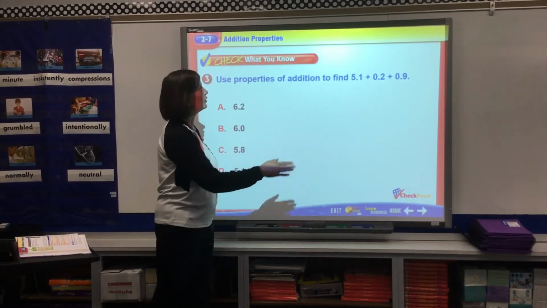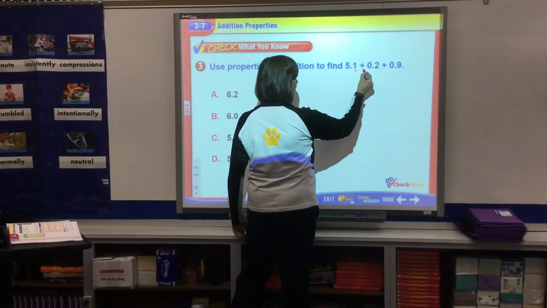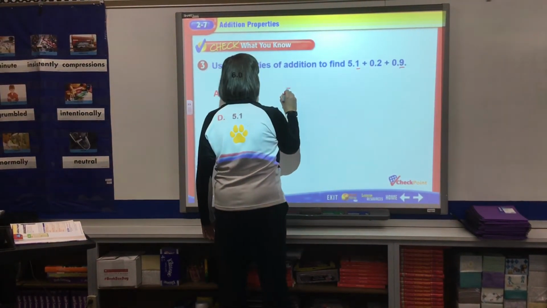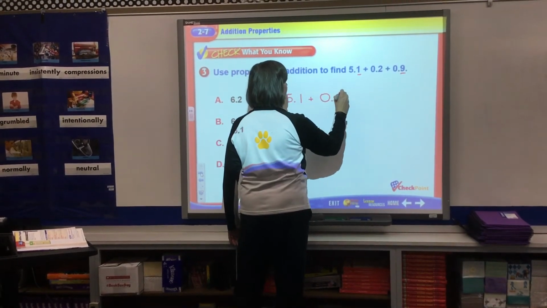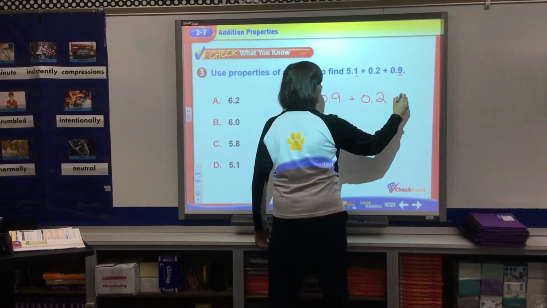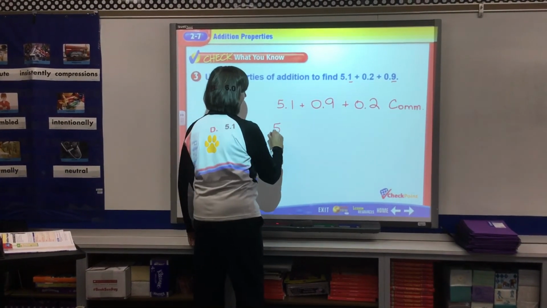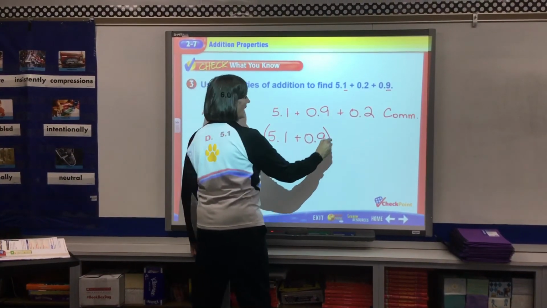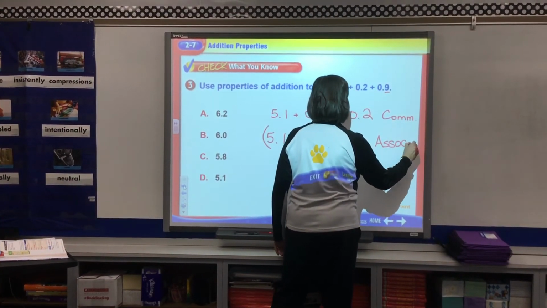So in this example, when I look at 5.1 plus 0.2 plus 0.9, I notice that this number and this number are very compatible with each other. 1 plus 9 equals 10. So I'm going to first of all use the commutative property, and I'm going to switch the order of these. And I'm going to write 5.1 plus 0.9 plus 0.2. That is the commutative property. Now I'm going to add our parentheses in, because I'm going to be adding these together first, and then I'll add the 2/10 in.